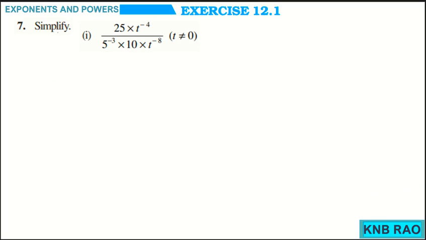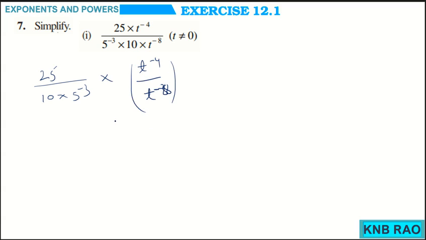Now coming to question number 7. Question number 7 has two subquestions. The first subquestion is 25 into t power minus 4 upon 5 to the power minus 3 into 10 into t power minus 4. See, in this question, it is 25 upon 10 into 5 power minus 3 into t power minus 4 by t power minus 8. Here I can separate this. Why? Because these are things related to numbers, and these are things related to the variable t.